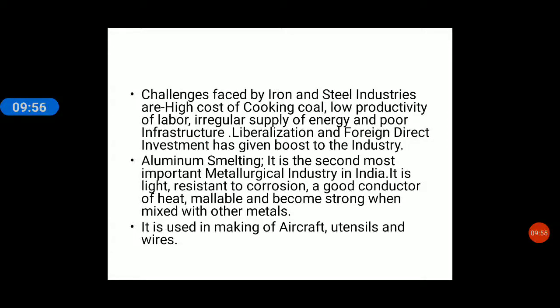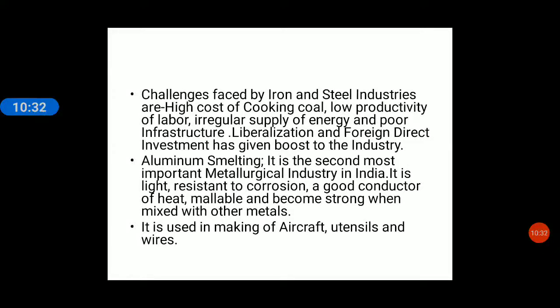Okay, now next mineral based industry. First, what have we finished? Iron and steel. Second, aluminium smelting. Aluminium smelting is the second most important metallurgical industry in India. It is light. What is light? Aluminium. Okay, aluminium is light, resistant to corrosion, and a good conductor of heat. It is also malleable and it becomes strong when mixed with metals. So the aluminium smelting industry is also a very important industry.